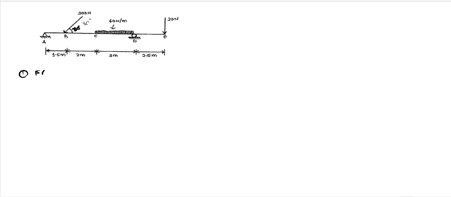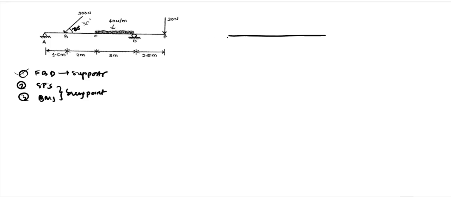Firstly, we know that we need to make the FBD to find the support reactions. The second thing which you need to do is finding the shear forces and bending moments at every point. So let us see how we can solve for step 1. We need to draw the FBD, which will be something like this.